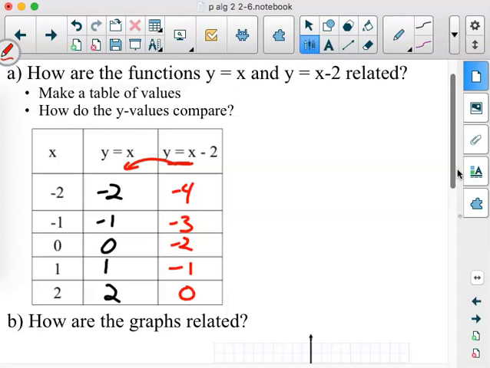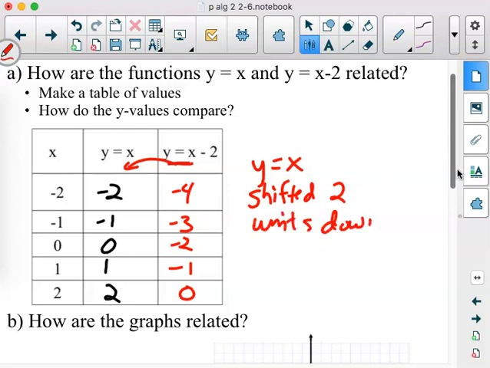And it says, how would these two be related to each other? Well, it has a minus 2 in the back, and it's not in parentheses with the x. So that should be logical. This should shift the graph. Y equals x shifted 2 units down. Now, as we get further along, we don't want to use the word shifted. We want to use the fancy language, translated 2 units down.